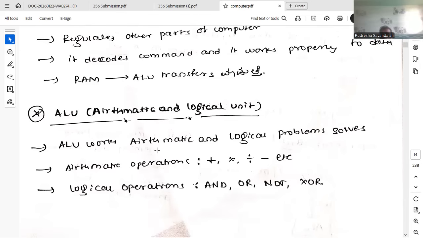ALU works on arithmetic and logic problems. Arithmetic operators: equals, plus, minus, multiply, divide, negative sign, etc. Logical operations: you know that there are different gates. You have AND gate, OR gate, NOT gate, XOR gate.